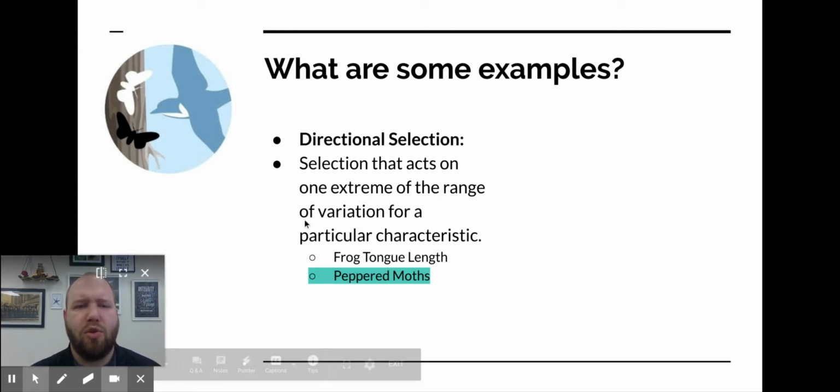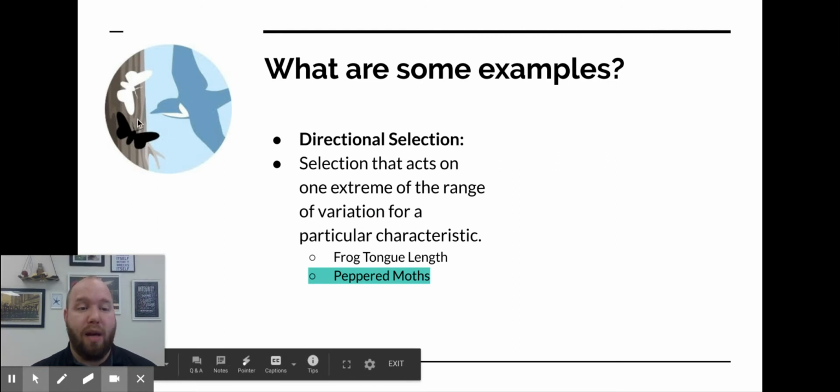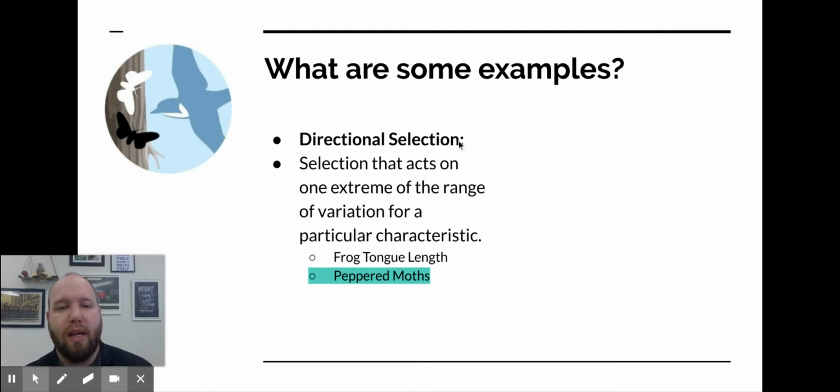You should have just gotten done by doing your peppered moth activity. If you haven't done the peppered moth activity, please go back and do that. This will make so much more sense, and you'll be so much more successful on the quiz and the test if you've done that activity, and it doesn't take very long.